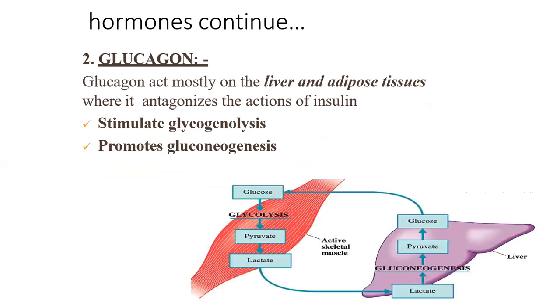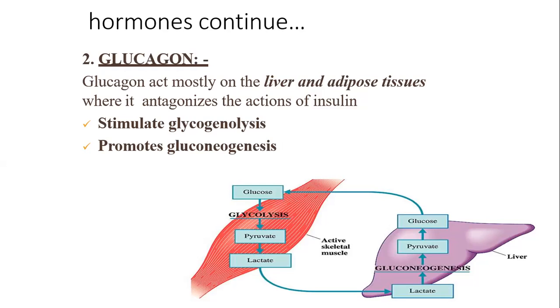Then glucagon. Glucagon is secreted from alpha cells. It mostly acts on the liver and adipose tissue. Here it has antagonistic actions to insulin. It stimulates glycogenolysis and also promotes gluconeogenesis. This is opposite to insulin.